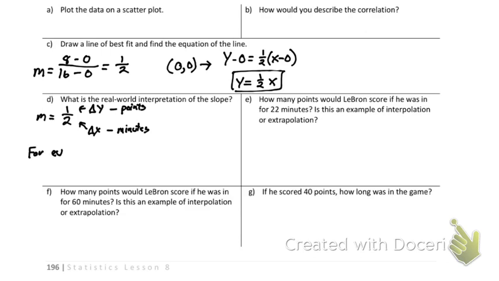For every 2 minutes played... Exactly, I think I worded it the same way. For every 2 minutes he plays is probably a better way. For every 2 minutes he plays, he scores 1 point.